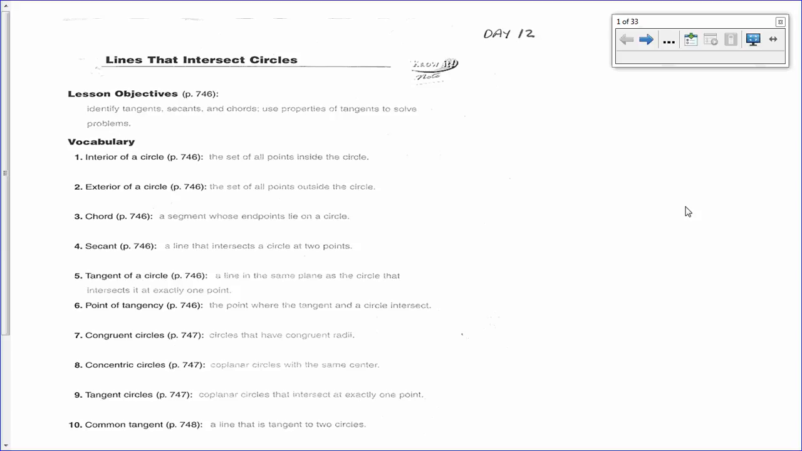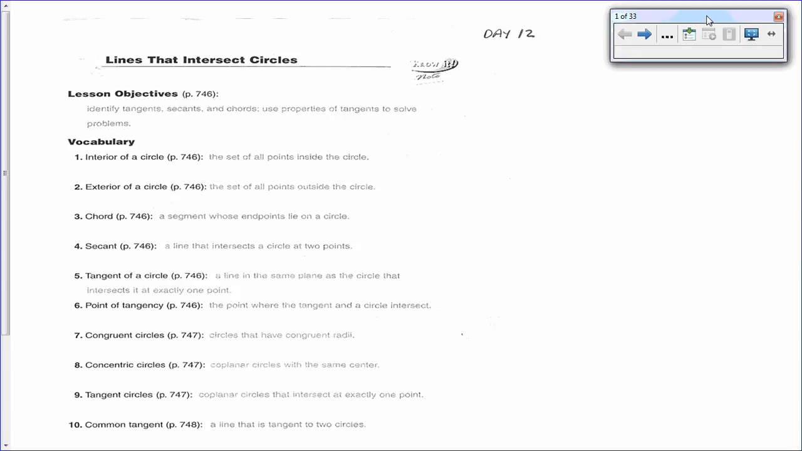I'm going to be throwing a lot of formulas and definitions and theorems out at you in this lesson, but you're going to hopefully get it to sink in quickly. Notice I have 33 slides on this. I'm going to try to keep the video under 25 minutes. We'll do the best we can here.